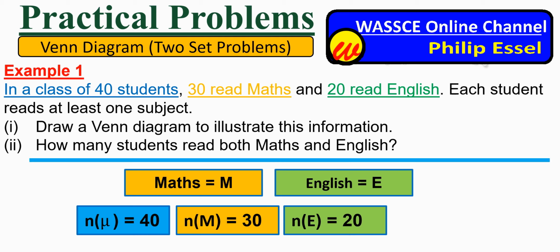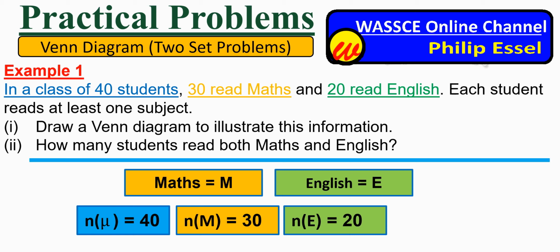So let's look for the next information. The next important information we are given is this: that each student reads at least one subject. What this means is that every student in the class at least reads either maths or English. We do not have anybody in this class who does not read anything.